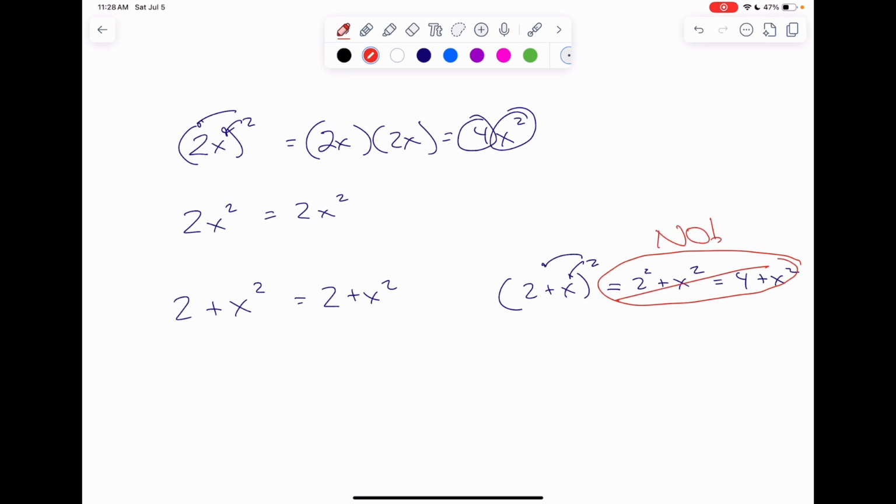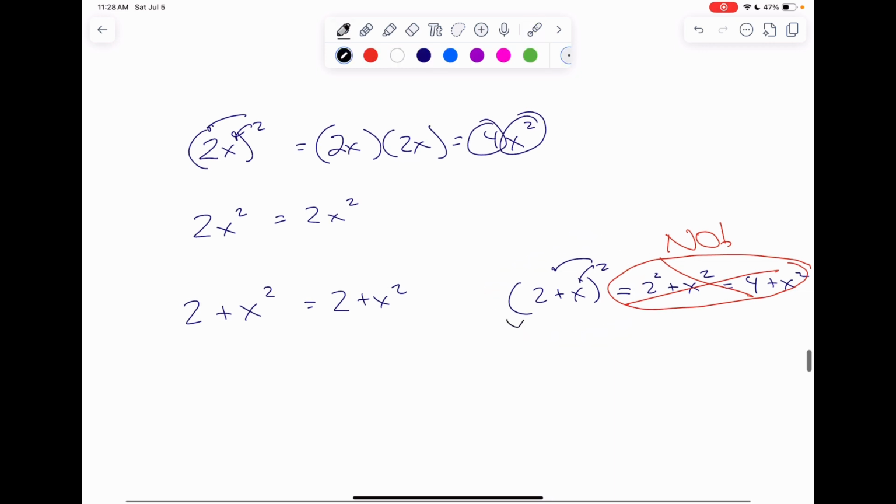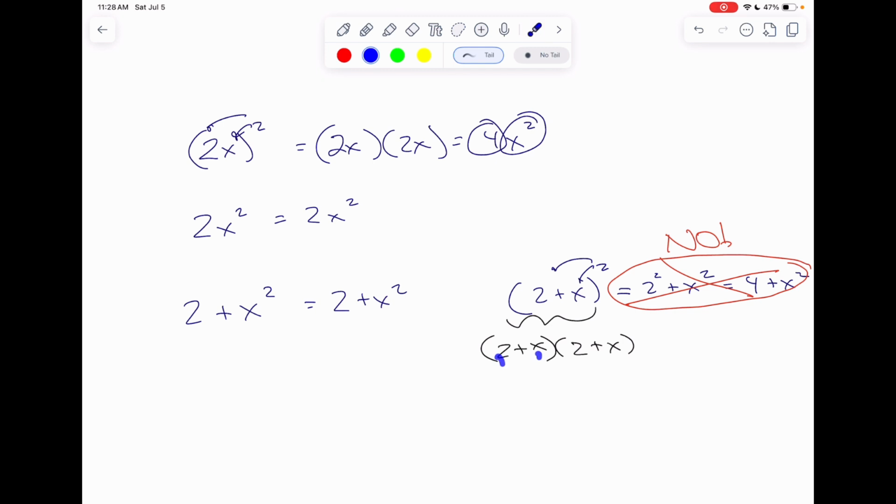No. Why? That's not what this means. What this means is 2 plus x times 2 plus x. It's 2 plus x squared. And remember, when you multiply a binomial, 2 terms times another 2 terms, a binomial times a binomial, we FOIL, which we'll talk more about in another video.